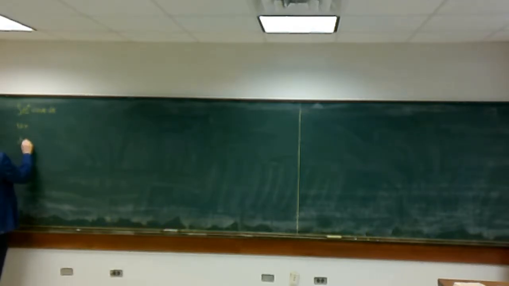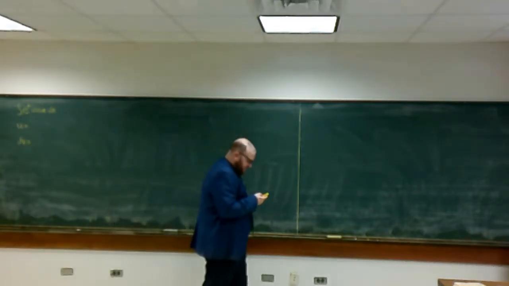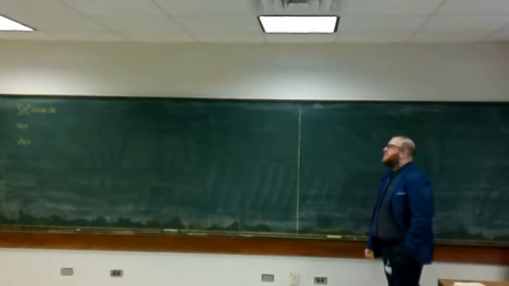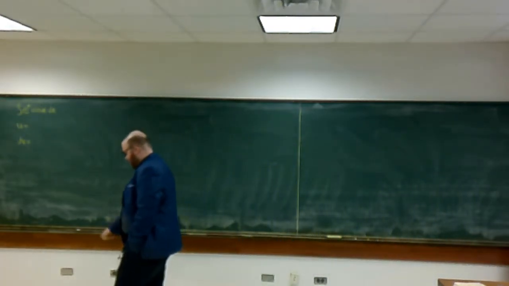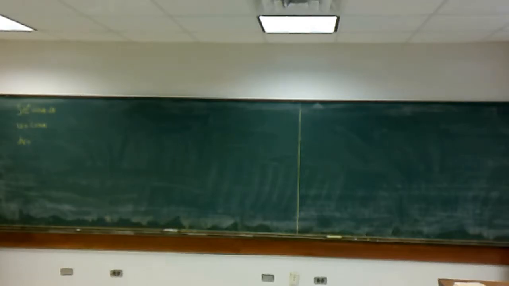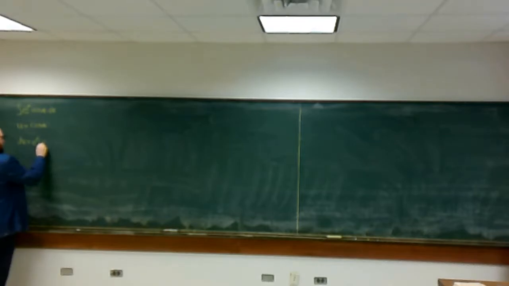A classic example for integration by parts. E to the x times cosine of x dx. What do we want to let u be? Cosine. Then what does dv be? And so what's left over? E to the power of x dx.